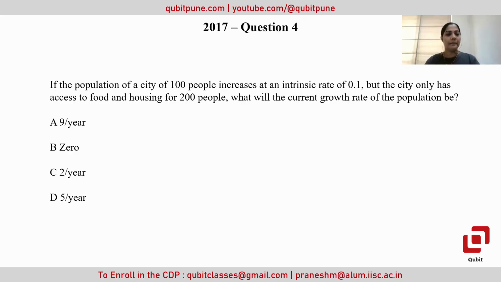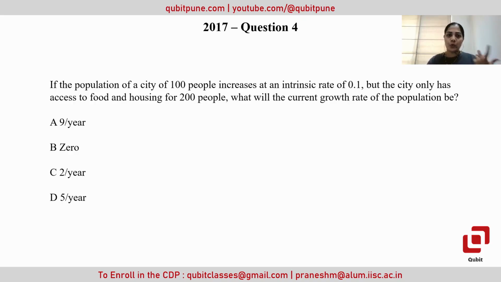Option D. Okay. So this is a question based on organisms and population, another favorite topic for the IISER aptitude based on previous papers analysis, because it's an important part of ecological understanding.